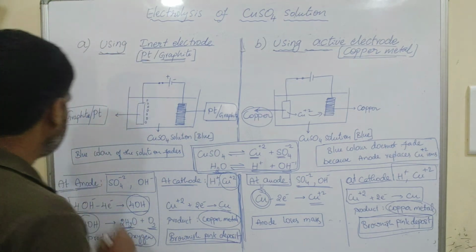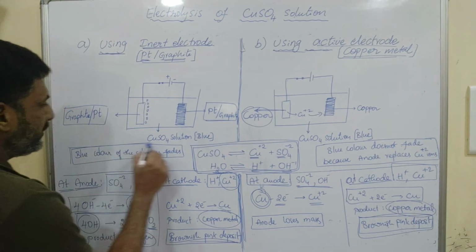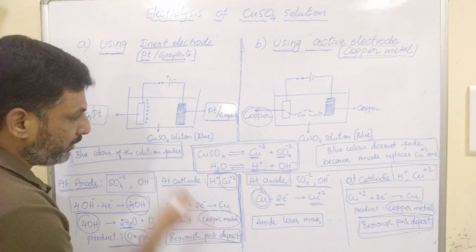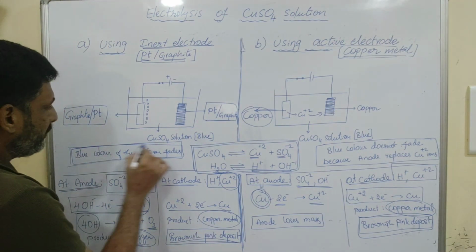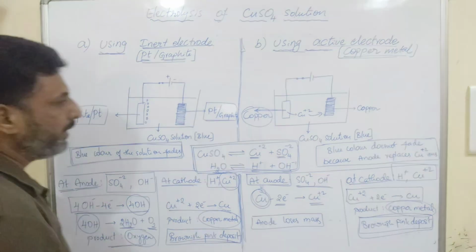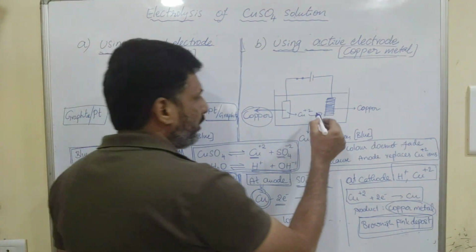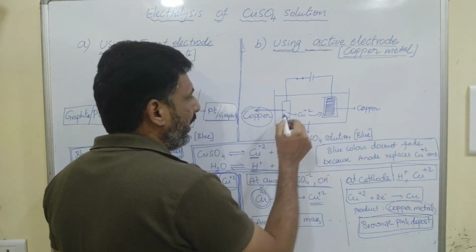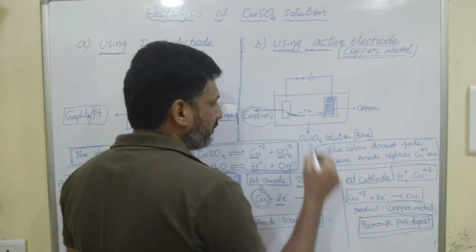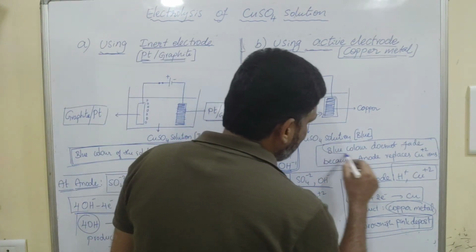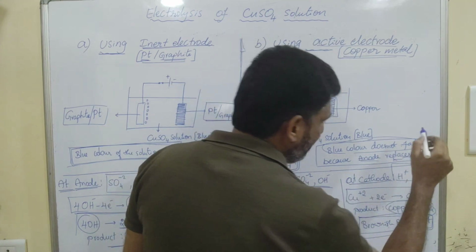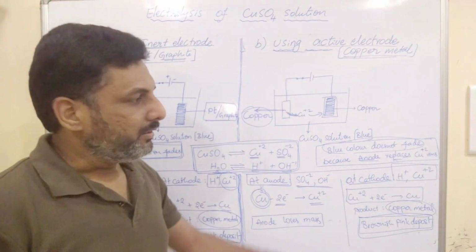So in this case, slowly the copper ions will get discharged at cathode, so the blue color of the solution will disappear. Whereas in this case, the copper ions are getting discharged at cathode, but at the same time, anode is releasing copper ions. So what happens? The blue color of the solution does not fade because anode is replacing copper ions in the solution.